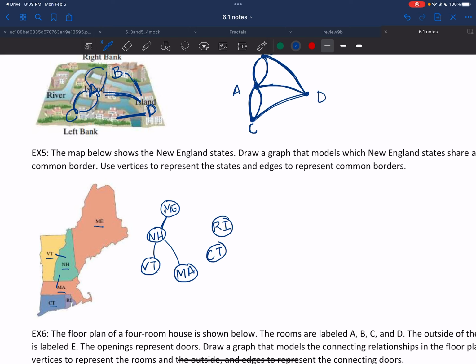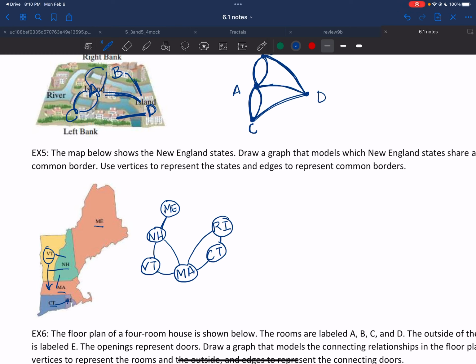All right, so Vermont now is connected to New Hampshire, which we've got that. And then it's also connected to Massachusetts. So, whew, all right, we're good on that. And then we have Massachusetts, which is connected to New Hampshire and Vermont. We already got that. But below it, it's also connected to Connecticut and Rhode Island. And then Connecticut is also connected to Rhode Island.